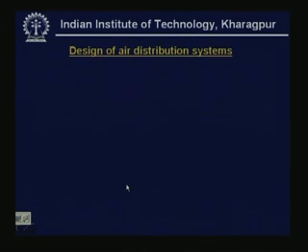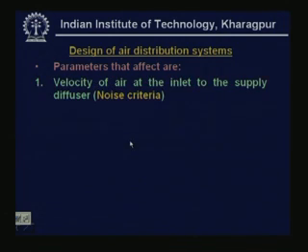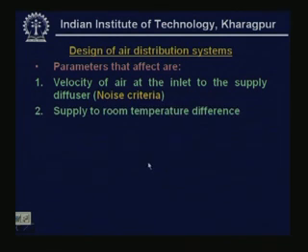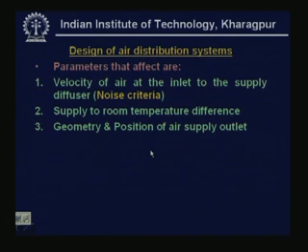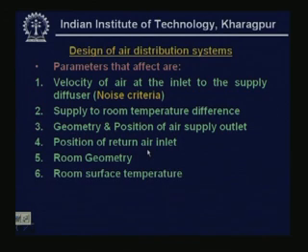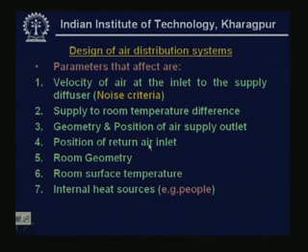Now, let us look at design of air distribution systems. The factors that affect the design are velocity of air at the inlet to the supply diffuser, mainly based on the noise criteria, as I have already explained. Then supply to room temperature difference, geometry and position of air supply outlet, position of return air inlet, room geometry, room surface temperature, and finally internal heat sources, for example, people, equipment, lighting, etc. So, all these factors affect the design of air distribution systems.